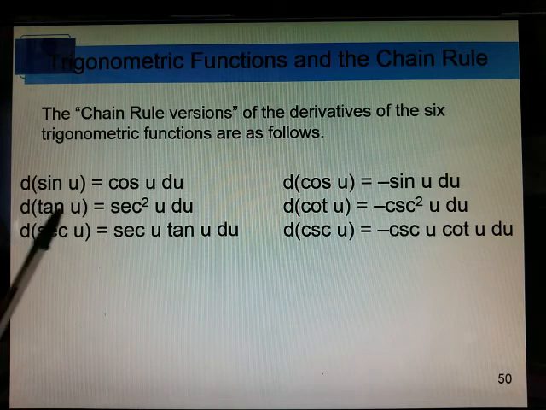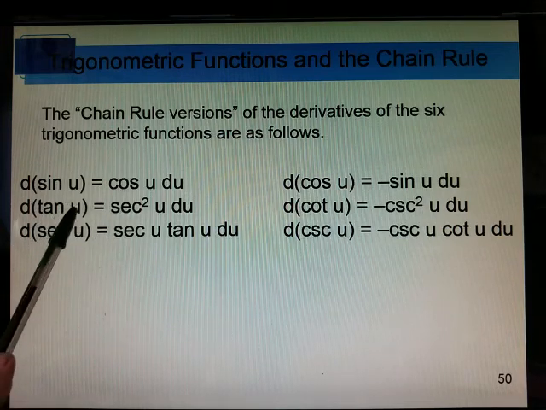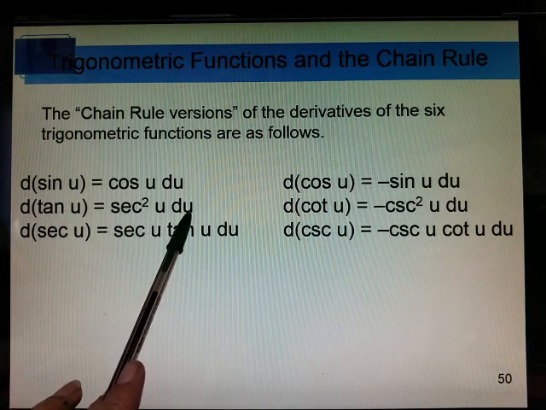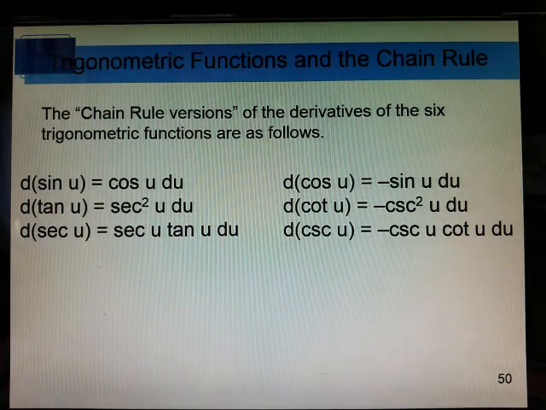The derivative of the tangent is secant squared. Again, if it's not a plain x, then you're going to have to take the derivative of what is right there. And so that's what's happening on every single one of these. So again, the original rules that we learned were just for a plain x. No longer does it have to be a plain x. We're using the chain rule with those as well.